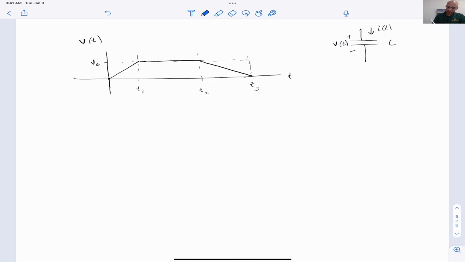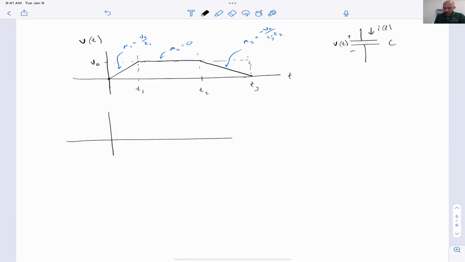Okay, just some observations. Because we know we're interested in the time derivative of this, for the current, we can start thinking about the slope. Well, here the slope is 0. Let's call this m2, m1. The slope is V0 divided by t1. And then here the slope is m3, which is negative V0 divided by t3 minus t2.